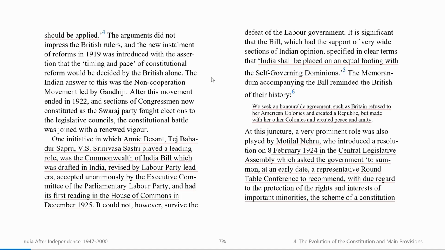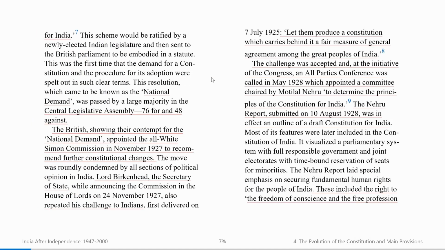That was the idea. In 1924, Motilal Nehru, on 8th February in the Central Legislative Assembly, asked the government to summon at an early date a representative roundtable conference to recommend, with due regard to the protection of the rights of the important minorities, a scheme of constitution for the people of India. Right? And this in time became known as a national demand. But the Britishers were not ready at all to accept this national demand. And what they did, to spite Indians, was appoint an all-white Simon Commission to recommend the constitutional changes.